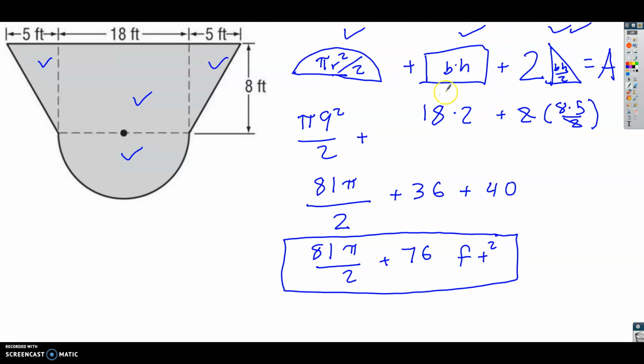All right. So again, make sure you draw your shapes out, separate your shapes, write the formulas that you're going to use, substitute, and then evaluate, and don't forget your units.